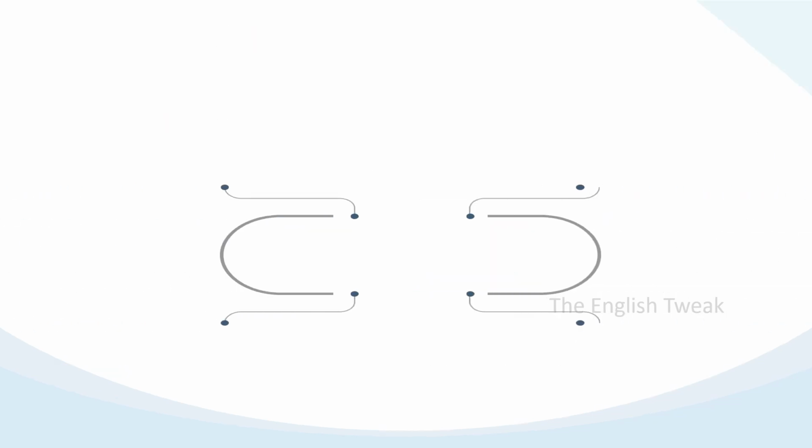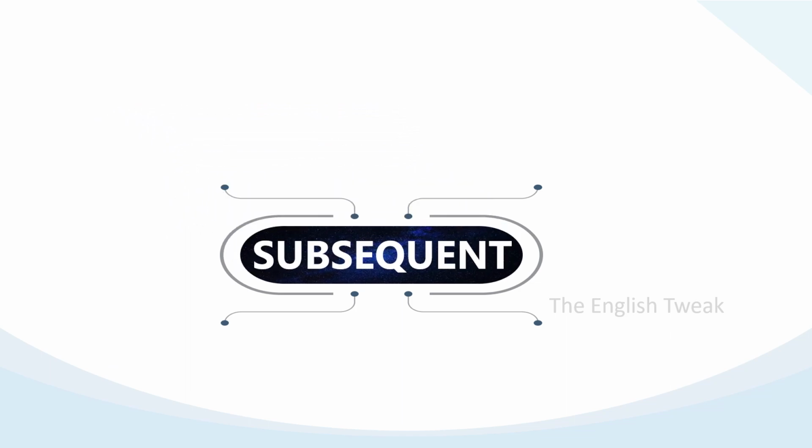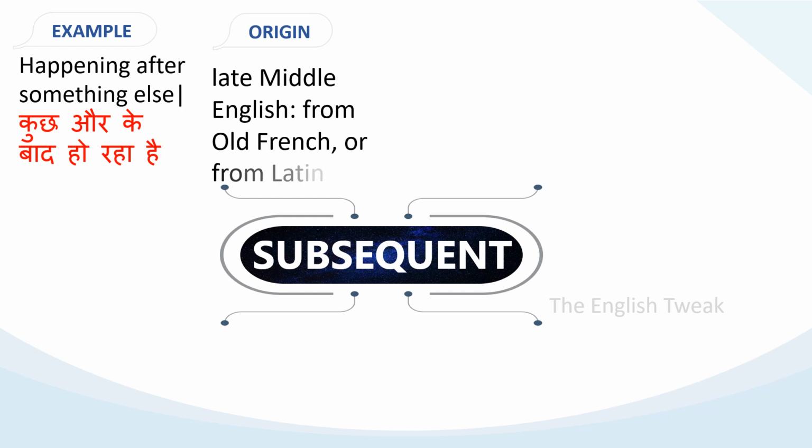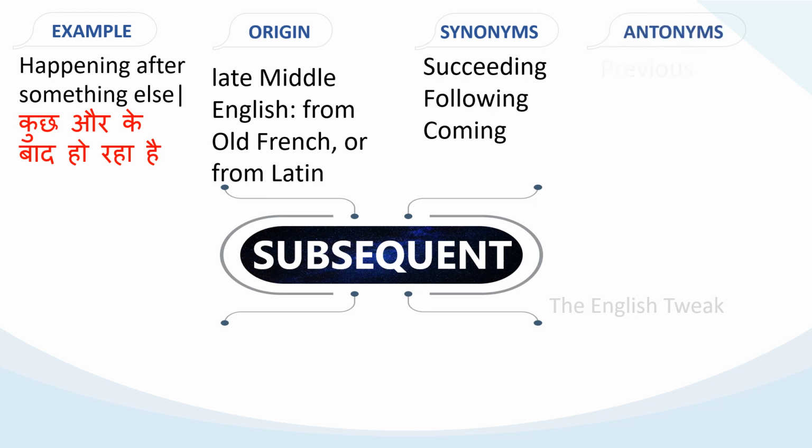Moving on to number 3 on these, we have the word subsequent. Now this means simply happening after something else, or in Hindi it means कुछ और के बाद हो रहा है. The origin of it comes from the late Middle English, from Old French or from the Latin, and the synonyms of it are succeeding, following and coming. On the other hand, antonyms are previous, prior and former.